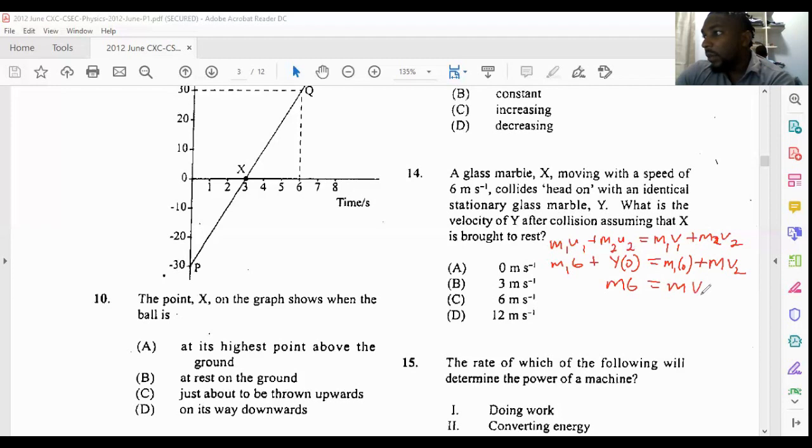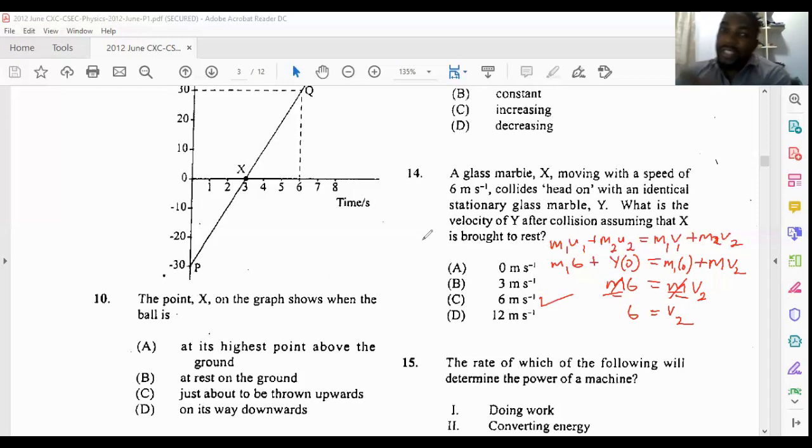So that's mv2. At this point, we're going to assume that m is equal to any value. Let's say m is equal to 2. If this m is equal to 2 and that m is equal to 2, we're still left with 6 is equal to v2. Or the m's can cancel out, and we're left with 6 is equal to v2. So that gives us the answer is C.